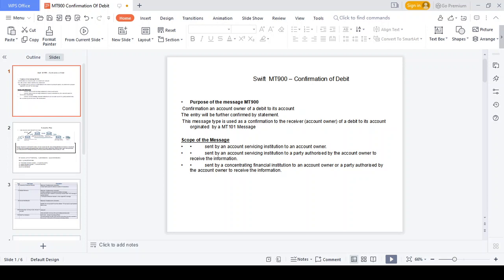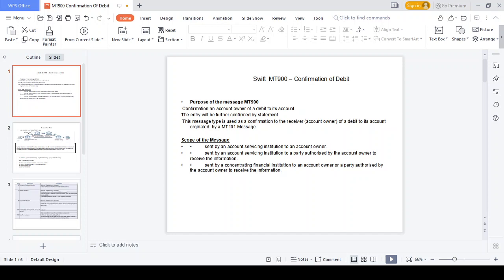What is MT900 Confirmation of Debit? Why is it required? Because whenever an amount is debited from an account, the account owner needs to be aware of it: how much amount, and which account the debit happened on. For that reason, we generate the advice copy for the account owner.